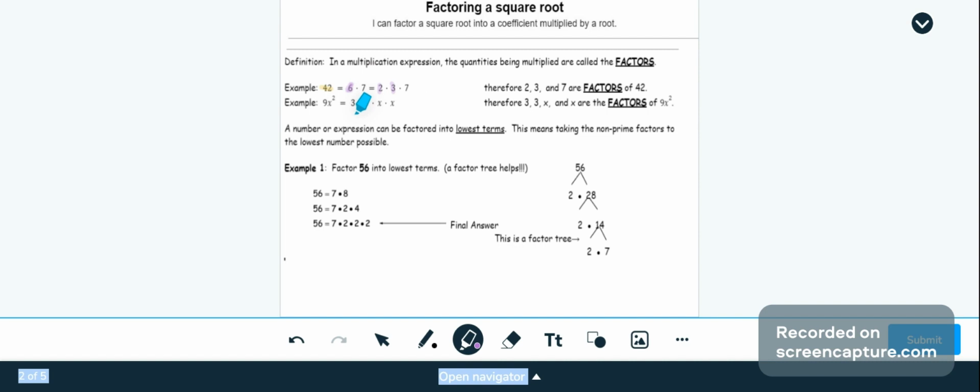Same thing with 9x squared. 3 times 3 is 9, and x times x is x squared. Therefore, the factors of 9x squared are 3 times 3 and x times x.